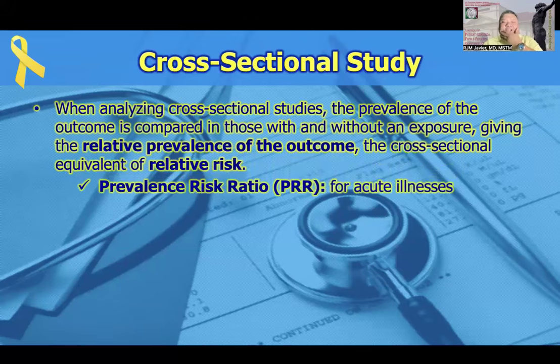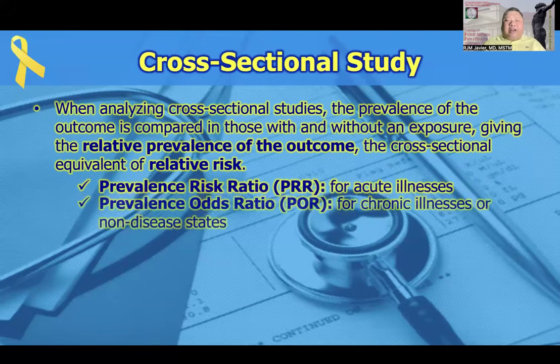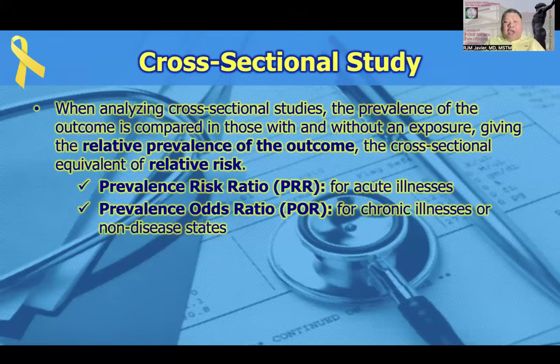So in cross-sectional study, we can utilize either the prevalence risk ratio, similar to that of your cohort study, and your prevalence odds ratio, which is similar to your case control study. Again, we put the word prevalence at the start to remind us that this is a cross-sectional study. So you have your prevalence risk ratio and your prevalence odds ratio.